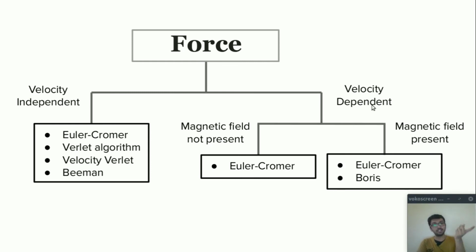If your force is velocity dependent, then further ask whether a magnetic field is present or not. If a magnetic field is not present, then go for the Euler-Cromer method. If a magnetic field is present, then you can have Euler-Cromer and Boris algorithm. Notice that in all categories you can use the Euler-Cromer method, but here's the catch: the accuracy of your result is going to be poor. So that's why you must go for Beeman's algorithm or Boris algorithm when you have these categories.